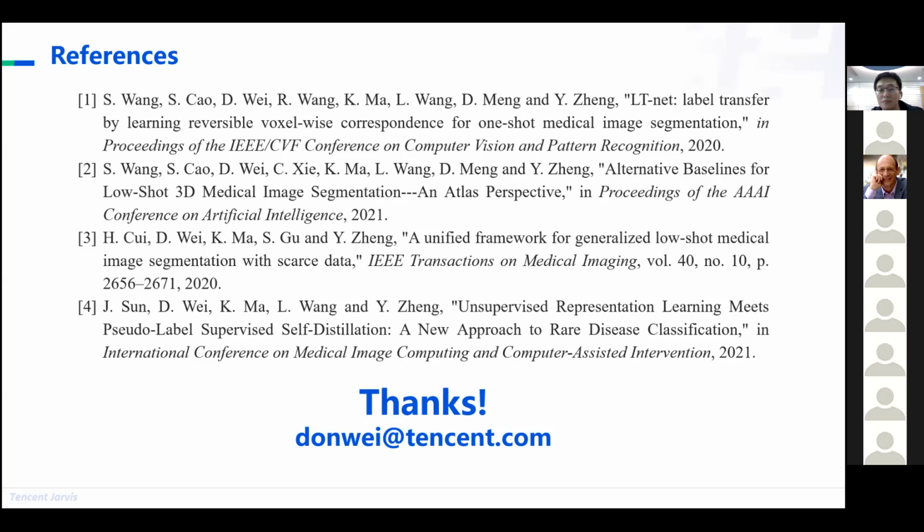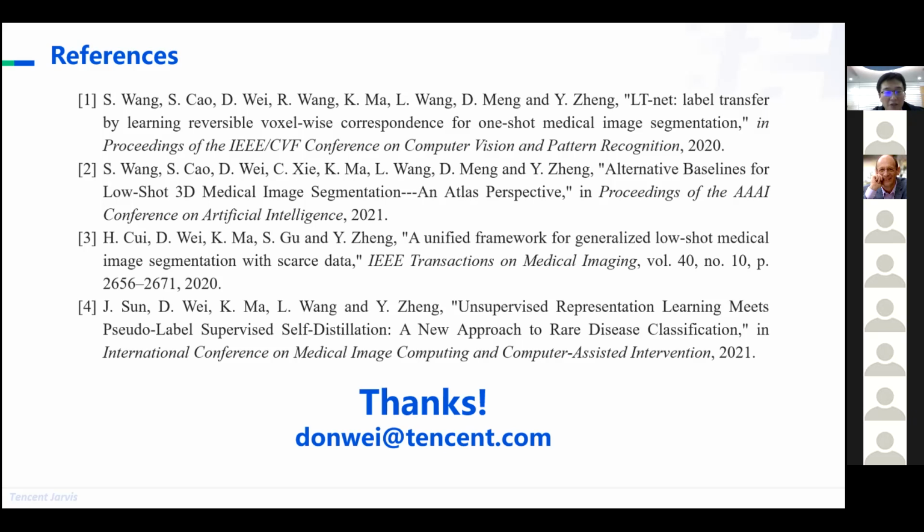So I have one question. You described two few-shot methods, case 1 and case 2. So if you compare these two methods, which one works better? That's a very interesting question.